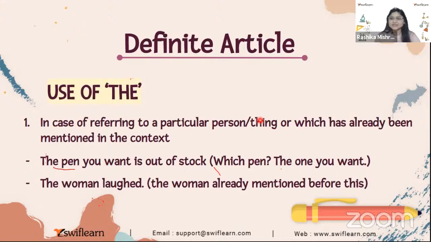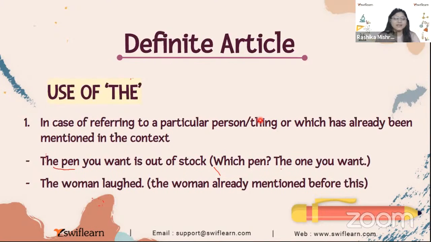So now let's discuss the definite article. Recently we discussed the indefinite article. Now we will switch to the definite article. As I already told you, the definite article is only one, which is the. Now how to use this article? It is used when referring to a particular person or thing which has already been mentioned in the context. If we are talking about a particular thing or person, we always use the before it.